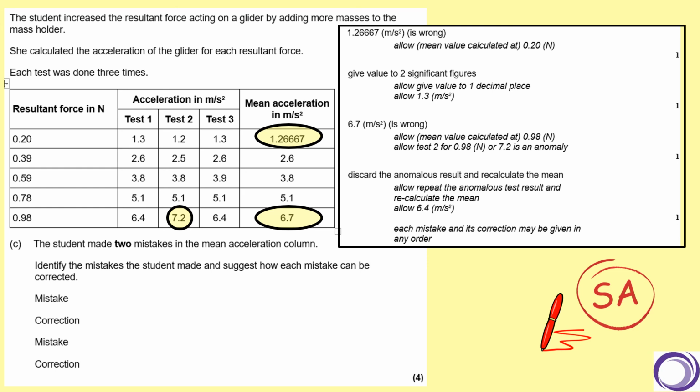The next thing to notice there is we've ended up with an incorrect mean on the last resultant force, the 0.98 newtons one. Because there's quite an obvious anomalous result of 7.2 on test 2, you shouldn't have used that. You should have just not used it and then averaged the other two, which would have given you a recalculated mean of 6.4. So 1 mark for highlighting that 7.2 and saying it shouldn't be used, and the correction is to just do the mean without it, so you get 6.4.